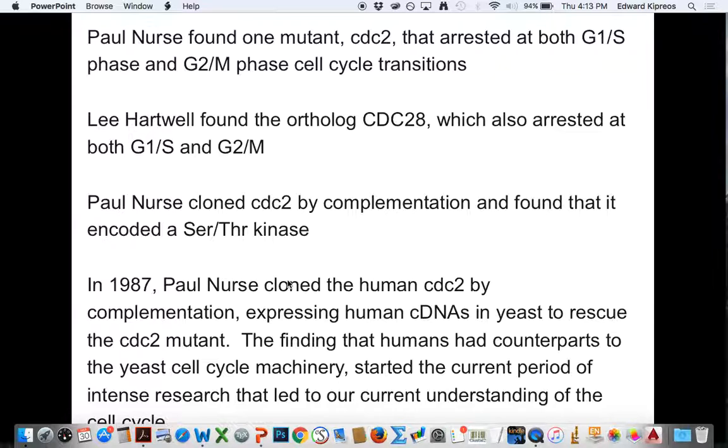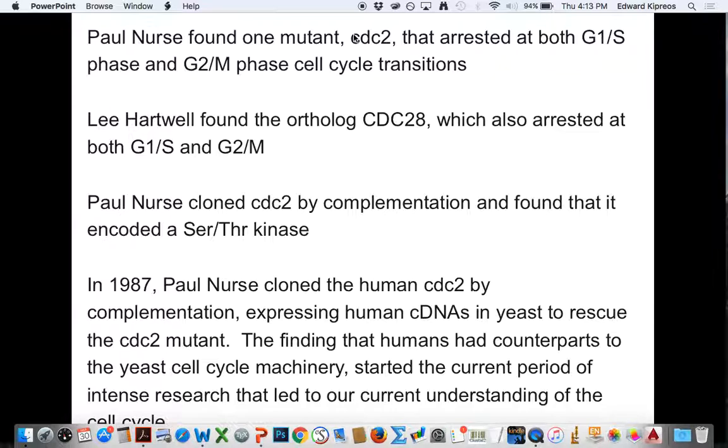All right, so Paul Nurse did the screen in fission yeast, and he got one mutant, CDC2, that arrested at both G1S and G2M cell cycle transitions. And then Lee Hartwell was doing the screen in budding yeast, and he got the ortholog. So the ortholog means it's the same gene in a different species, okay? So it's the counterpart. This is budding yeast CDC28 and fission yeast CDC2, and they both got it in their screen, okay? So one, it's conserved in the two yeast.